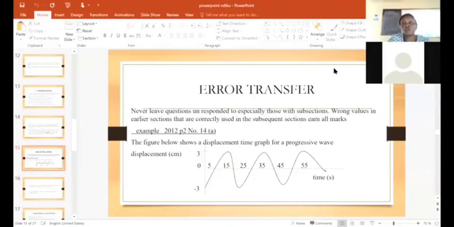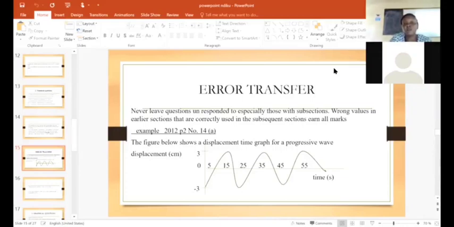We have what we call in physics the transfer. This is whereby it encourages candidates not to leave any questions unresponded, especially where we have subsections. If we have a wrong answer in the earlier section, and that wrong answer is used consistently in the subsequent section, then we'll end up earning all the marks.